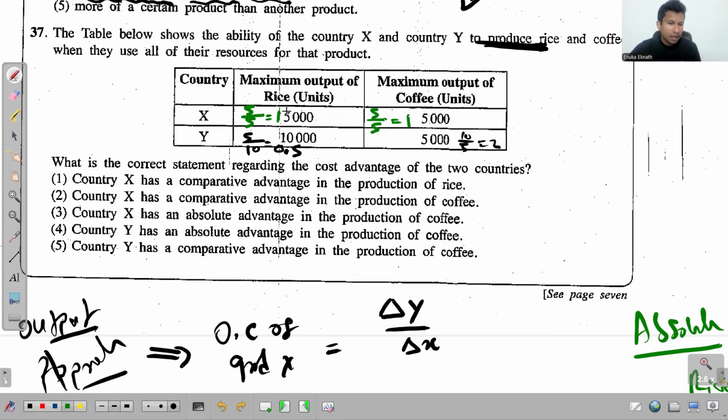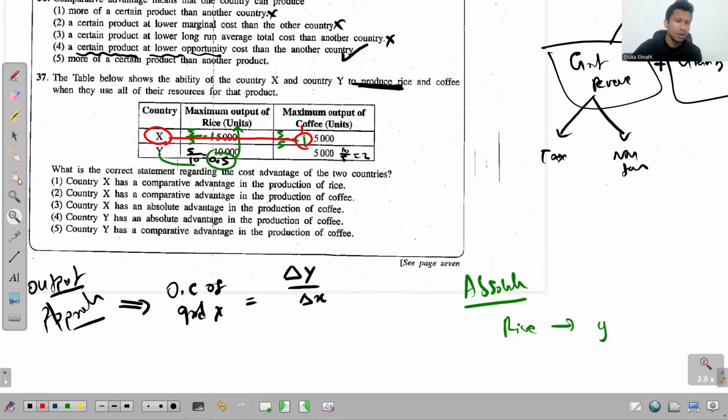For rice, the opportunity cost in country X is 1, but in country Y it is 0.5. So country Y has the lowest opportunity cost when it comes to the production of rice. And then look at the other product. When it comes to coffee, the opportunity cost of producing coffee in country X is 1, but in country Y it is 2. So obviously, the lowest opportunity cost, the comparative advantage for producing coffee, goes to country X. So if you know these things, you can find the answer easily.